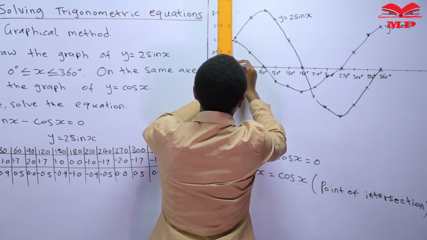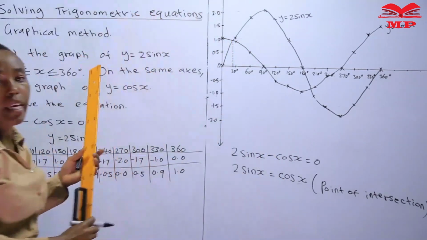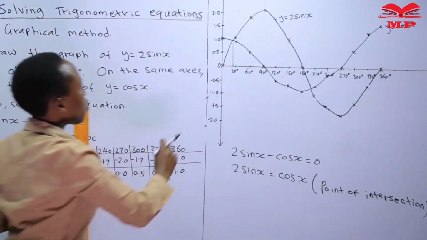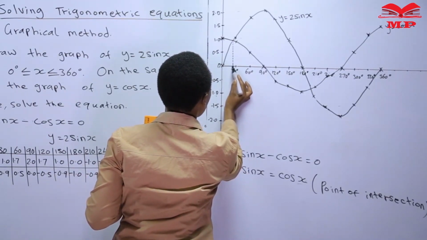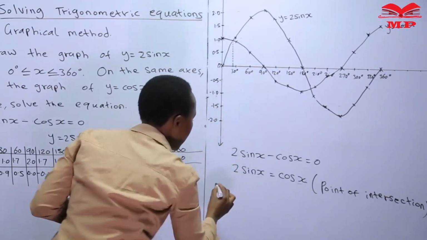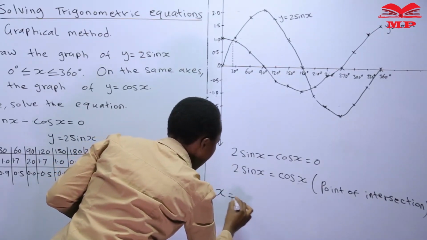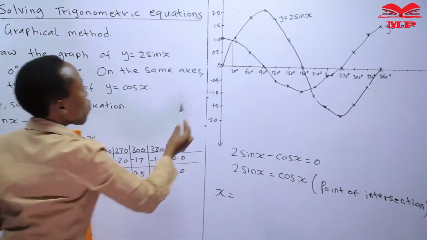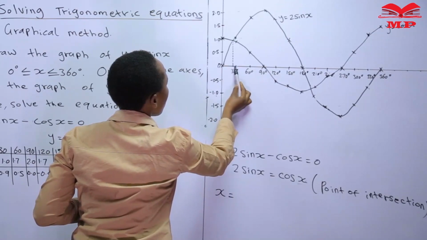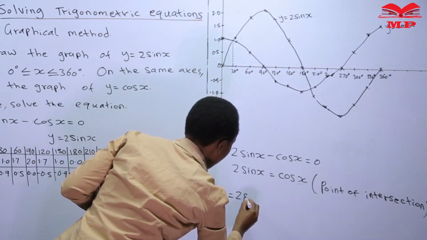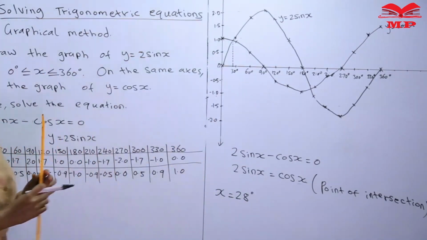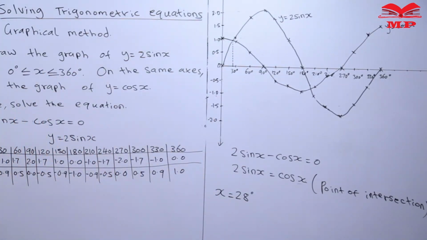Come and read this angle. It may not be very accurate for my case due to this bond. So if this is 30, this is almost 30. So we can see therefore our first x, the value of x will be this value which is here. We can see, for example, it is around 28 degrees.